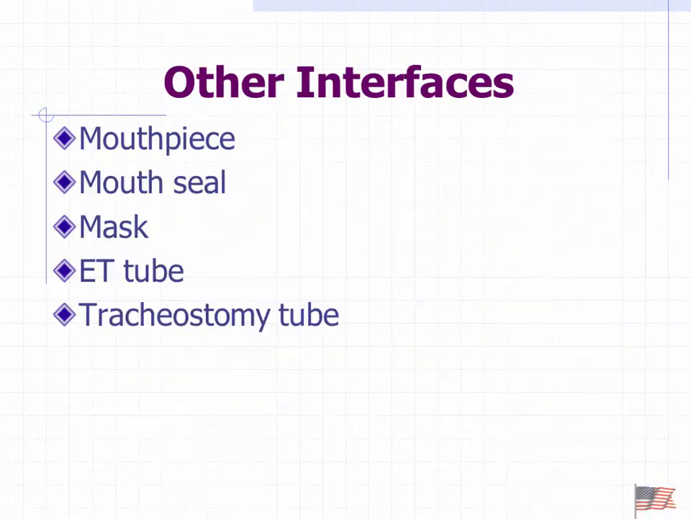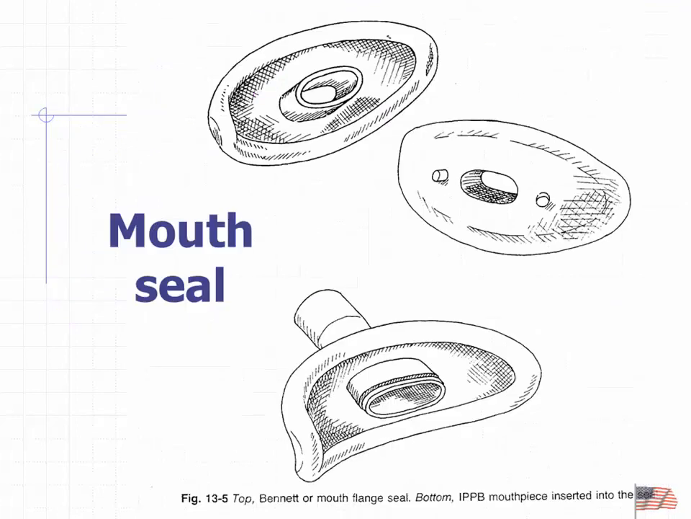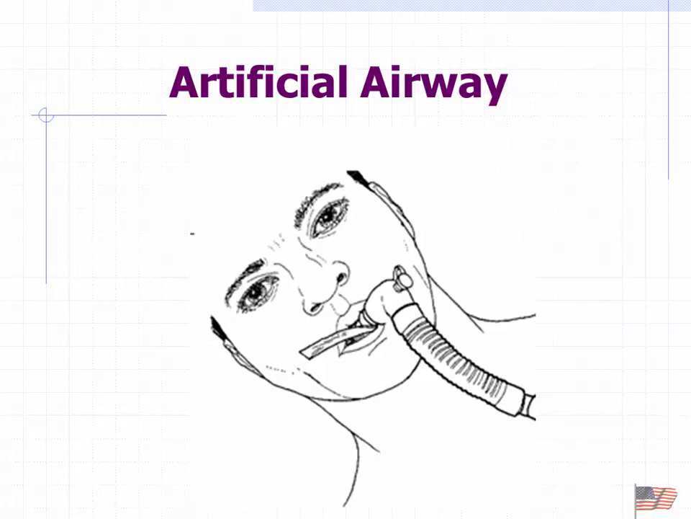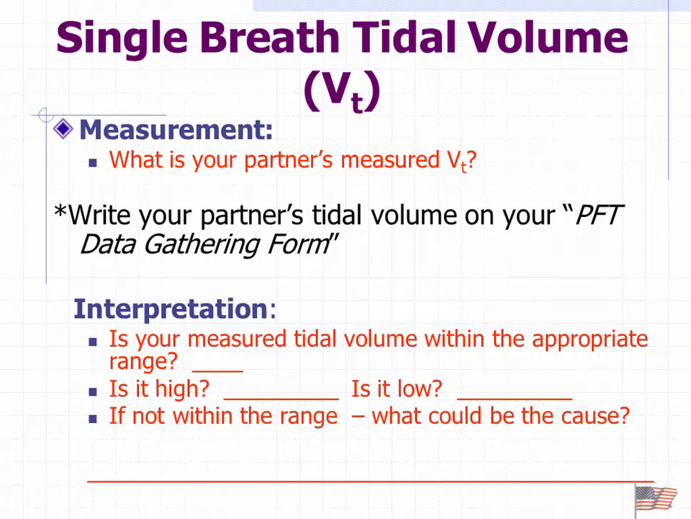On patients in the clinical realm, we may need something other than just a mouthpiece. Some aged people can't keep their lips tightly sealed, so we could use something called a mouth seal that will collect their air without having to have a tight seal on the mouthpiece. We can use a mask. We wouldn't tube them, but you can measure it on a patient who has an artificial airway in place.